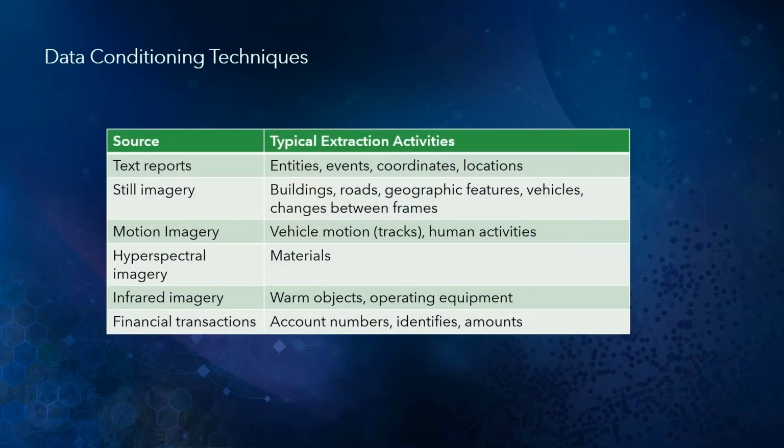And so what we're going to talk about is this idea of getting information from data. We've talked a lot about still imagery and motion imagery. You can get certain types of data from imagery: buildings, roads, features, vehicles. For motion imagery, you can get things like tracks and human activity. Other kinds of imagery can give us things like materials and warm objects, operating equipment, et cetera. But we can also get structured data out of other data sets like textual reports and financial transactions.